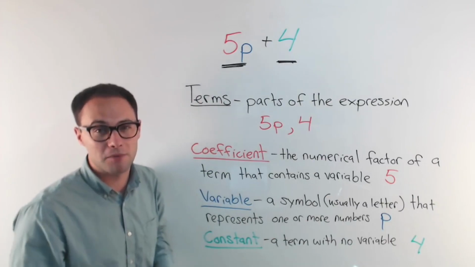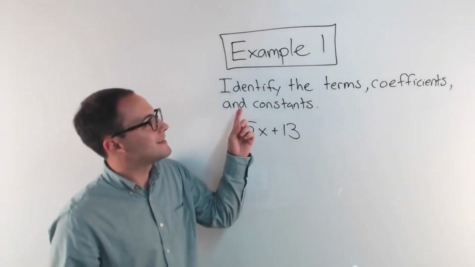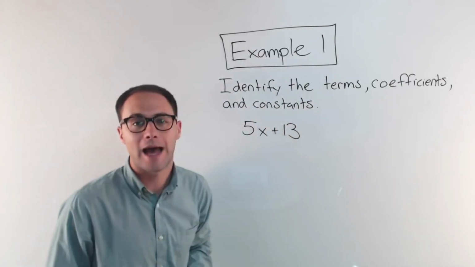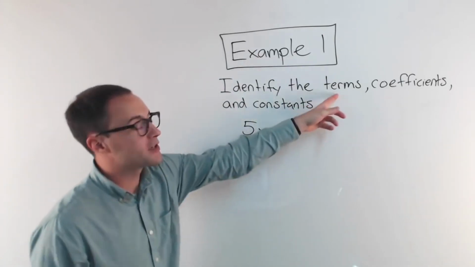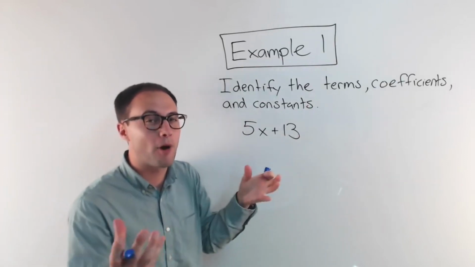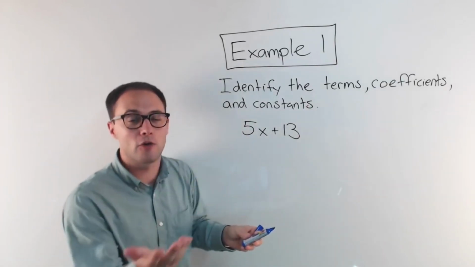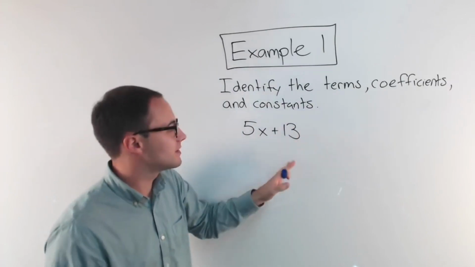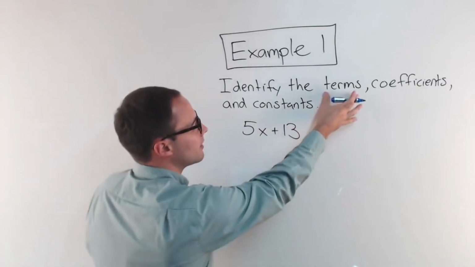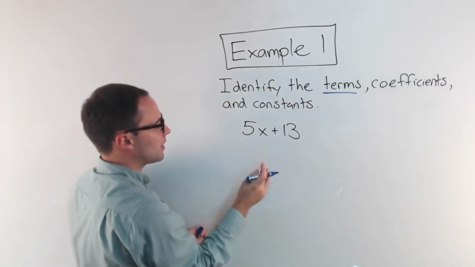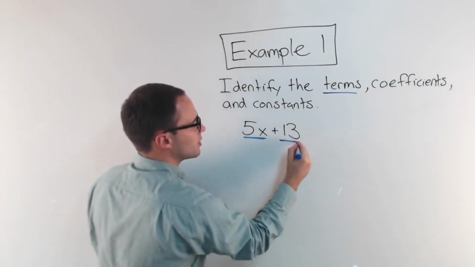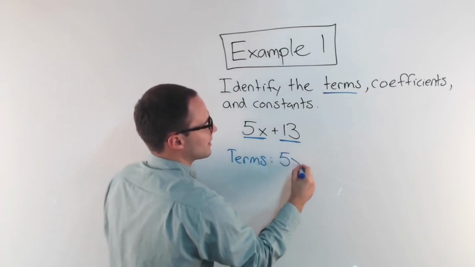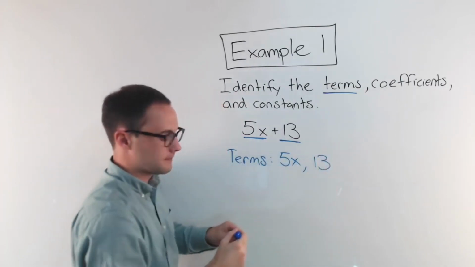Okay. Let's do an example. Example 1, identify the terms, coefficients, and constants of this algebraic expression. First, let's start with the terms. Remember, those are the parts. If you want to try this on your own, go ahead and pause the video. The terms are the parts of this, so we take the operations out. We've got a term here and a term here. So the terms are 5x and 13.